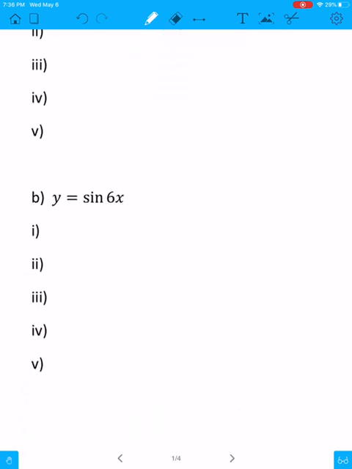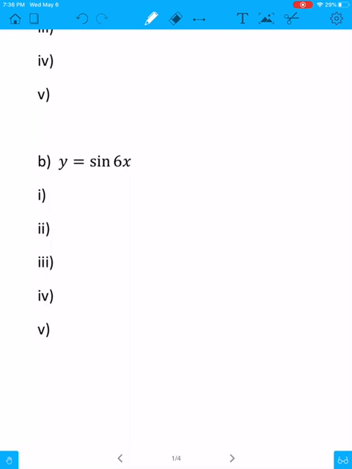So for b, our a value, we don't have one, so that means it's a 1. So if we don't have an a or a b, they're 1s. If we don't have a c or a d, they're zeros. So we're going to get y equals 1 sine. b is 6 because it's what falls between the x and the sine. So I'm going to get bracket 6x. And then I don't have anything behind it in brackets, so I'm going to put a plus 0, so my c is 0. And I don't have anything in the back, so my d is 0.